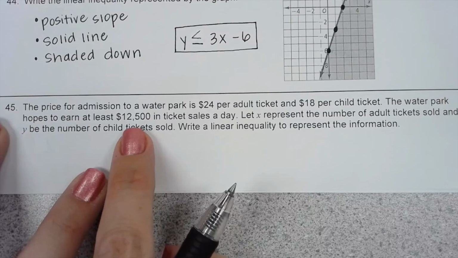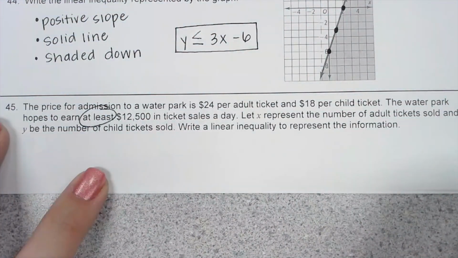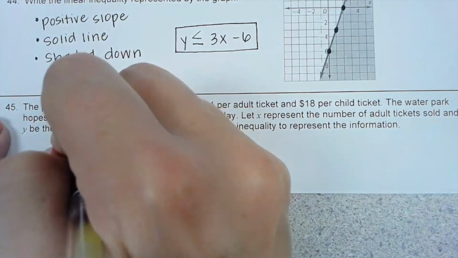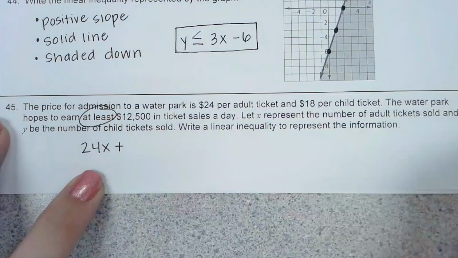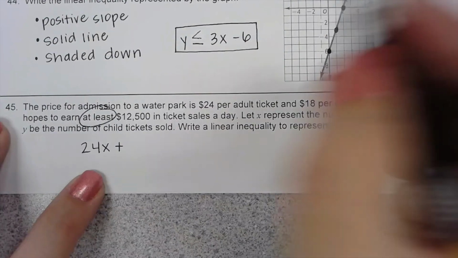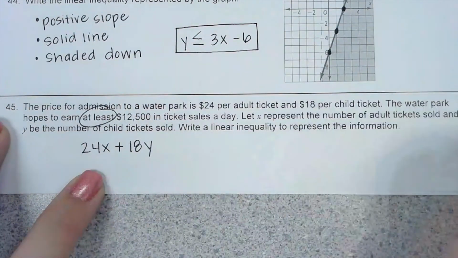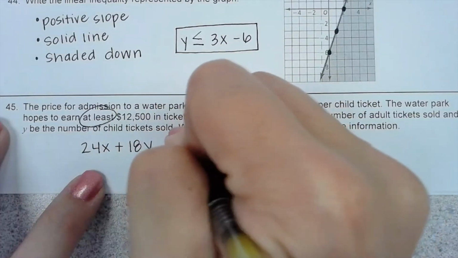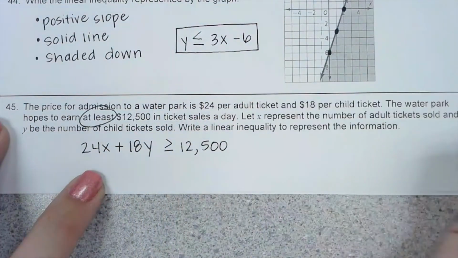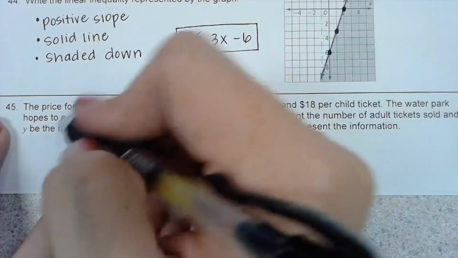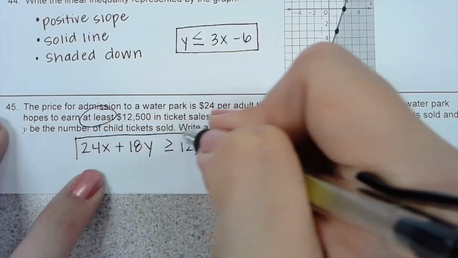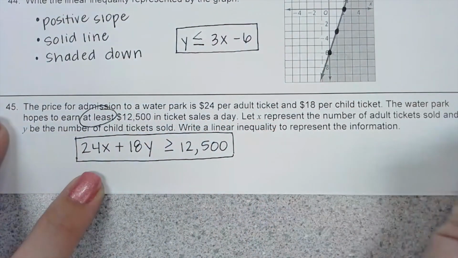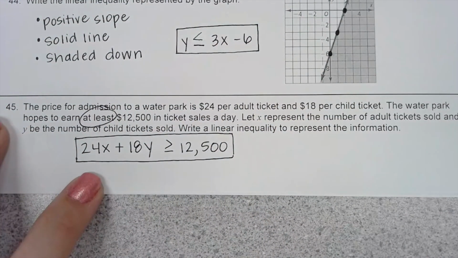And they want to sell at least that much money, so be careful for the words at least. So if x is the number of adult tickets, 24x plus, and then y is the number of child tickets that they sell. And if they want it to be at least 12,500, they want it to be greater than or equal to 12,500. Notice that the directions to this question only say that you have to write the linear inequality, which means that you do not have to solve the linear inequality. So that would be the answer for that question there.